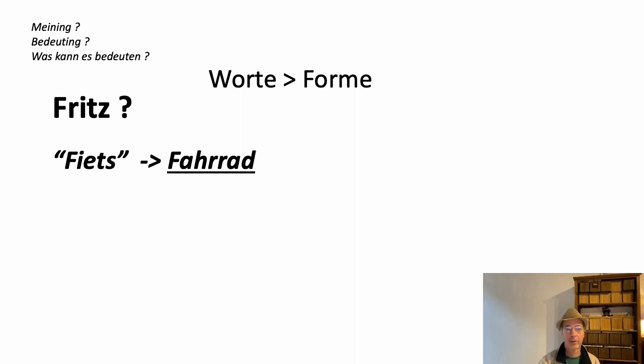In German it is FAHRAD. That's also the same word, the same bicycle. FIETS is also a very strange word in Dutch because where does it come from? It's just a word that doesn't fit with anything. FAHRAD, that's something else. There are two recognizable words in it. It's a combination of these two words. It's more a description of what it is. So we analyze these three words: the FRITZ, the FIETS, and the FAHRAD.